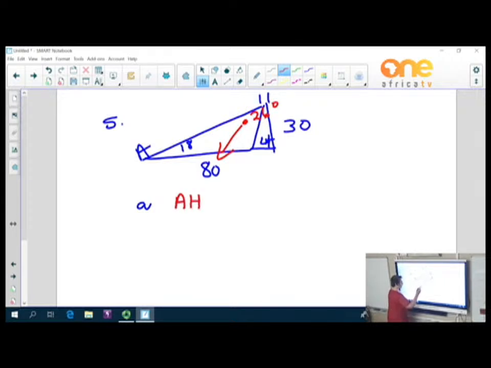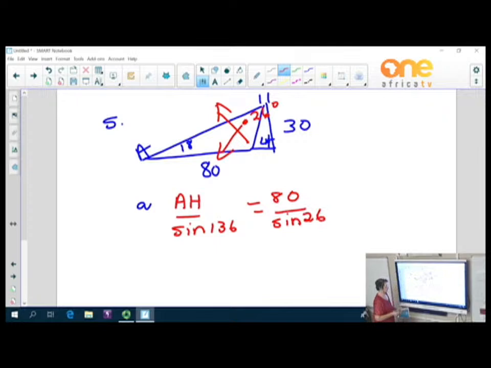So I'm going to use the sine rule, opposite sides, opposite angles. The one that I want to find comes on the left-hand top. So it is now AH over sine, and this is actually the angle that we need here, is that one. So it is then 180 minus 44, which is 136. So I need 136, the opposite side, and the opposite angle there is equal to 80 over sine 26. So can you see I need two angles in there to do that one. So we cross multiply here, and the answer is 97.1 meters.